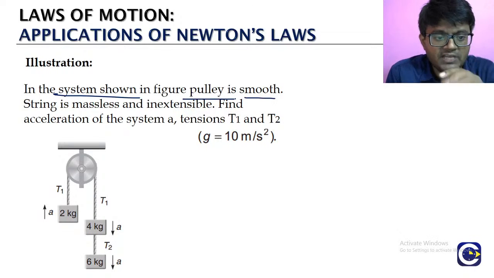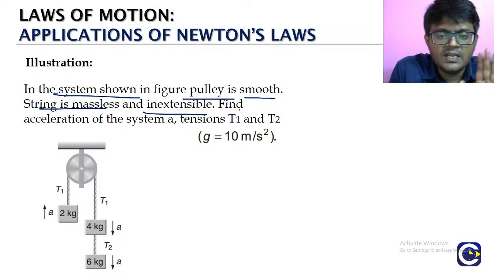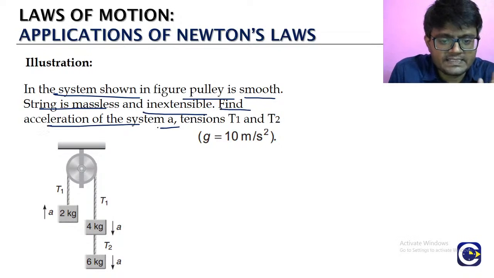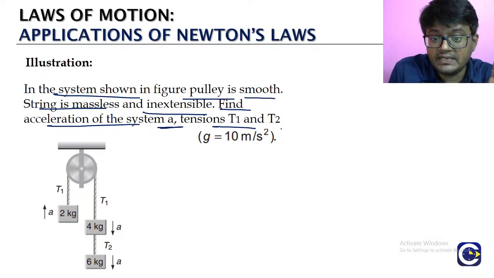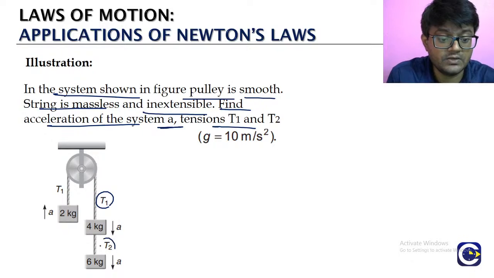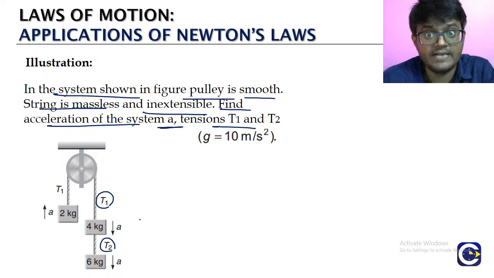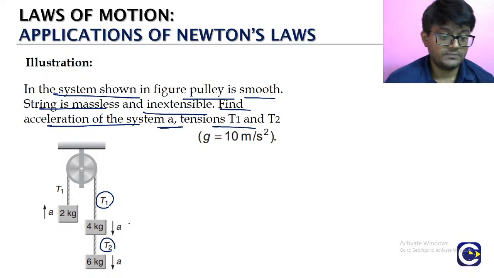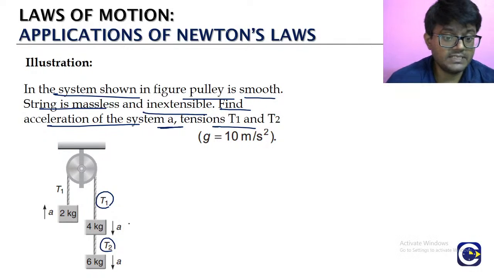The pulley is smooth, everything is standard assumptions, string is massless, inextensible. Find the acceleration of the system, and tensions T1 and T2. So here rope 1 tension they are putting as T1, rope 2 tension is T2. They are even asking us what the T1 and T2 values are.